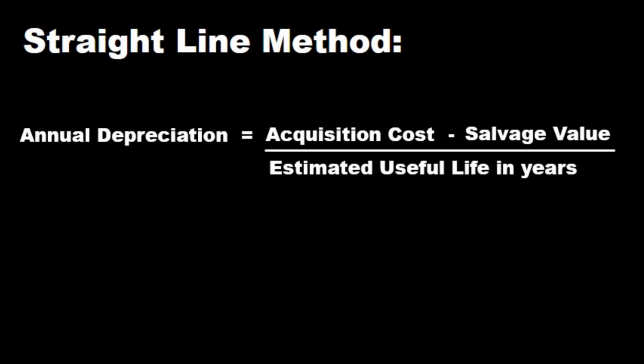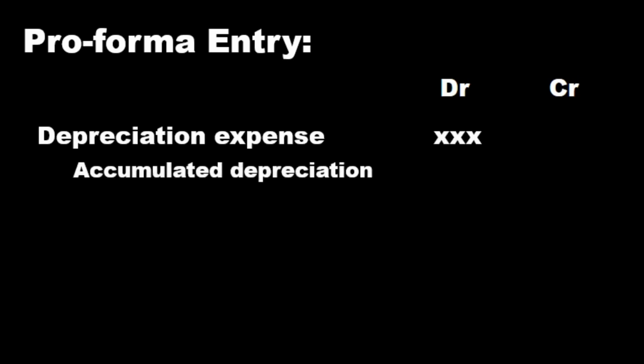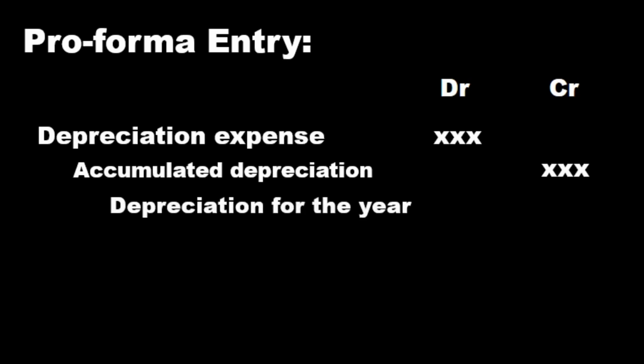And the pro forma entry in recording depreciation expense is: depreciation expense is debited, and the accumulated depreciation, with the name of the depreciable asset, is credited, and then the explanation.